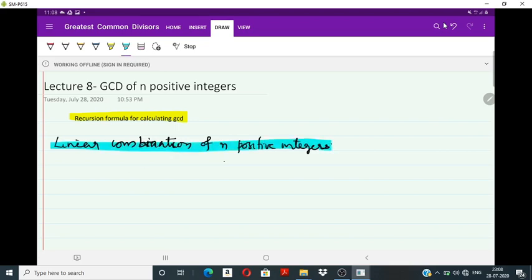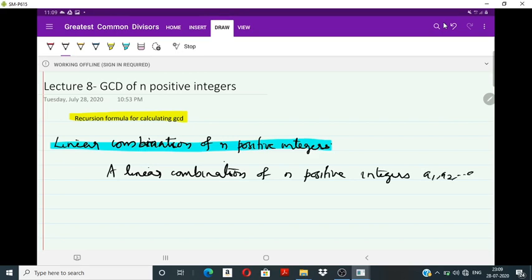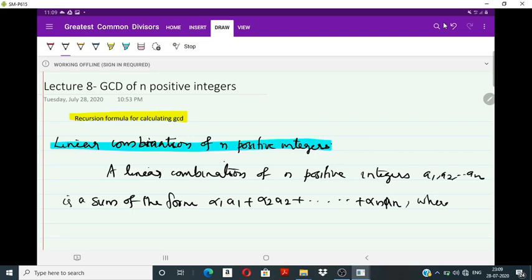Okay, the definition is like this: a linear combination of n positive integers a1, a2, etc. an is a sum of the form alpha 1 a1 plus alpha 2 a2 plus etc. plus alpha n an, where alpha 1, alpha 2, etc. alpha n are integers.